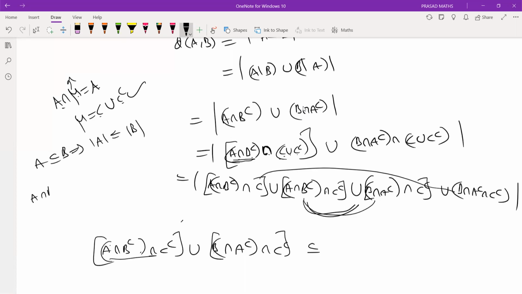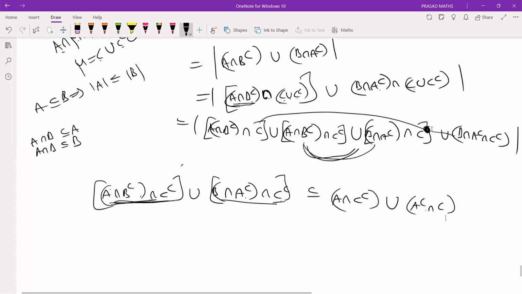You know that in set theory, A intersection B is always a subset of A as well as a subset of B. Therefore, A intersection B intersection C complement is a subset of A intersection C complement, union B intersection A complement intersection C complement, which is always a subset of A complement intersection C complement. Right? No, C complement somewhere we are missing. This is C, right? B intersection A complement intersection C, and A intersection C complement. Yeah.